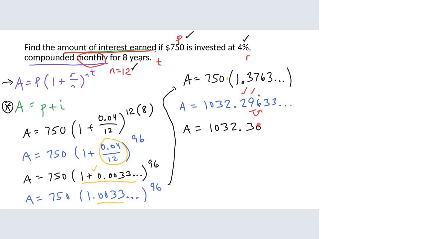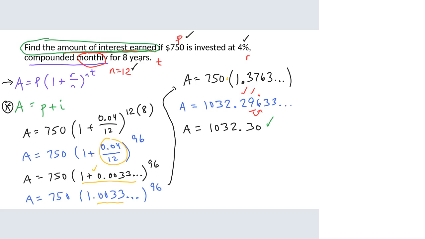Okay, if this question said, find the future value if 750 is invested at 4% compounded monthly for 8 years, I would be finished. What I have here is the future value. But this question didn't ask for future value. This question said, find the amount of interest earned. And so while this is an important part of the solving process, I'm not quite done yet.